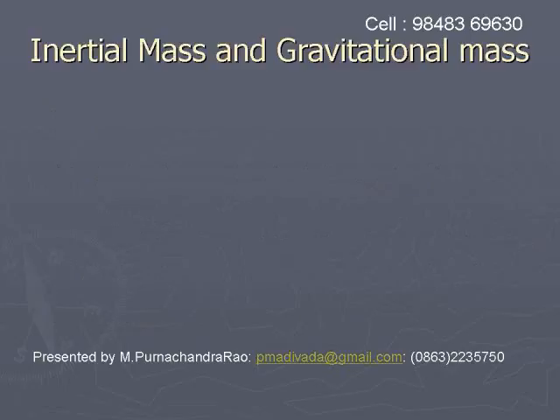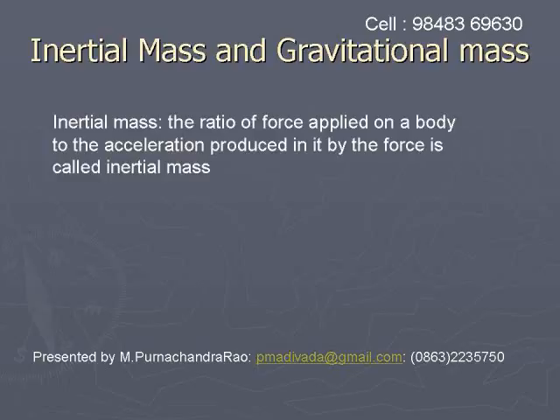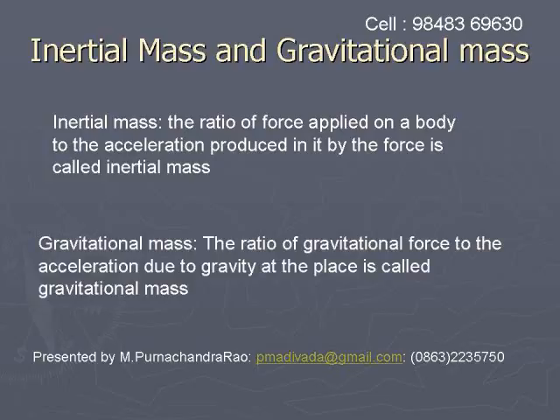Inertial mass and gravitational mass. Whenever a force is applied and the body is accelerated, dividing the force by the acceleration, we get the mass. Such a mass is known as inertial mass. So the ratio of the force applied to the acceleration created by the force is the mass known as inertial mass. The ratio between gravitational force and acceleration due to gravity is called gravitational mass.